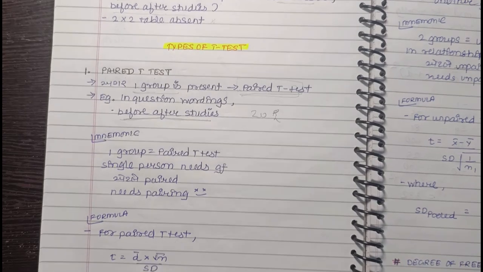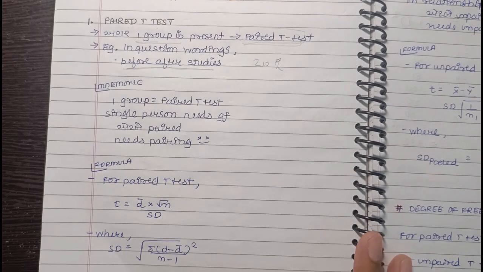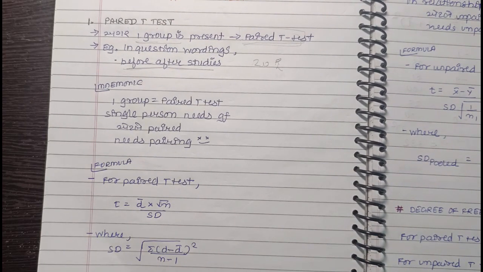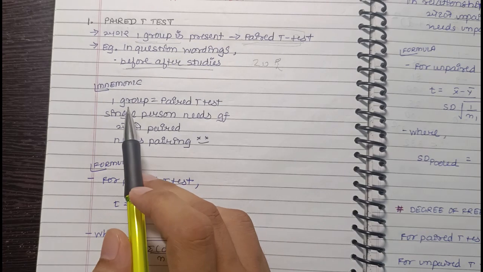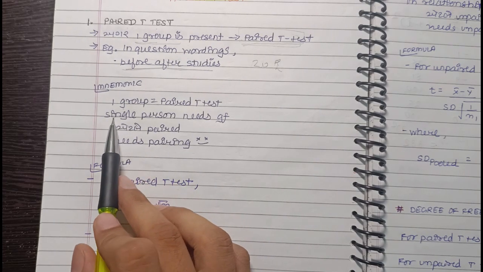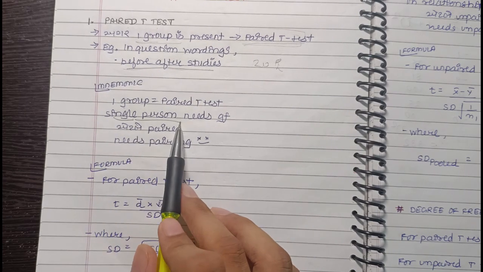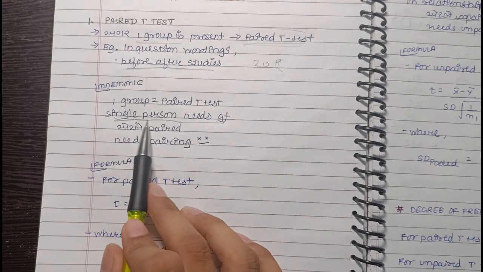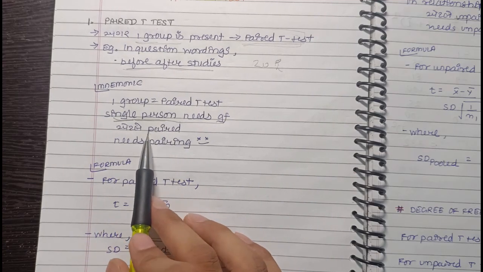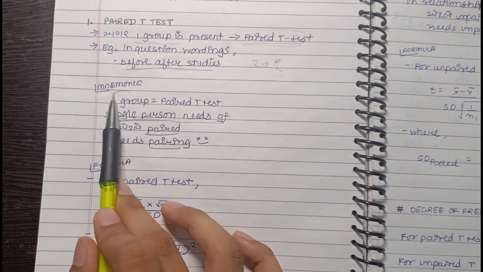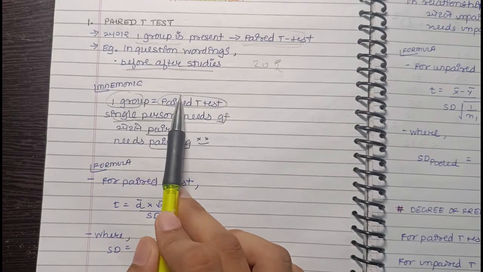Now how to remember that for one group there is a paired t-test? This is a mnemonic given by Arpit PSM: if a single person is there, it needs GF. So what does a single person want? A single person wants pairing. So if one group is present then it will be a paired t-test.